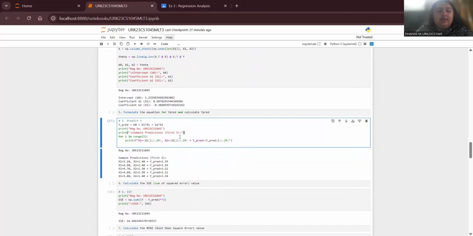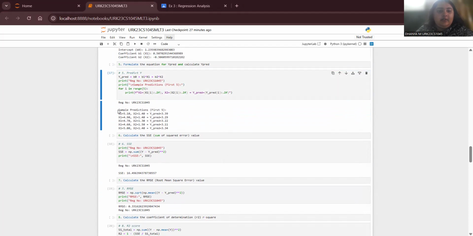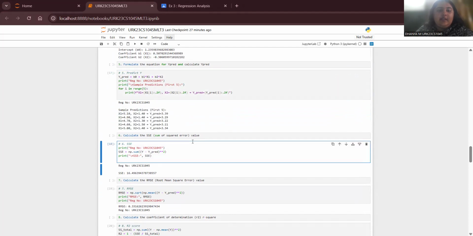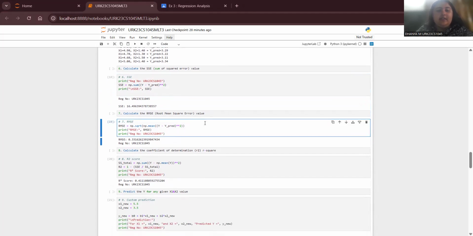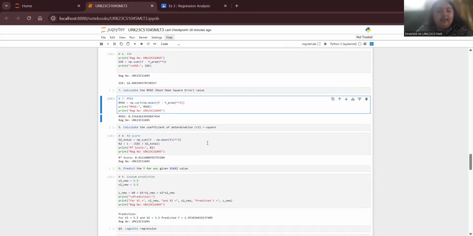And for the fifth question, using the coefficients, the predicted value is calculated. Y pred equals B naught plus B1 into X1 plus B2 into X2. This predicts sepal width cm using both sepal length cm and petal length cm. You can see it in the output. And for the sixth question, I've calculated the sum of squared error. SSE measures the total squared difference between the actual and predicted values. And for the seventh question, I've done root mean square error.